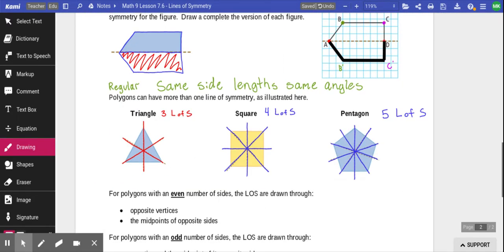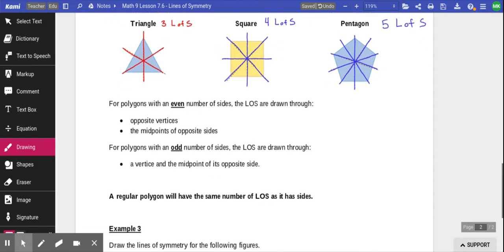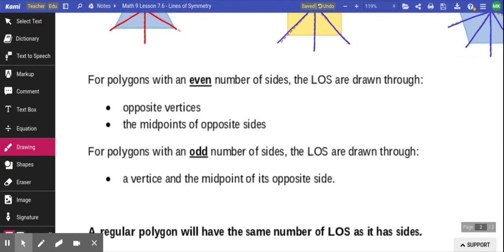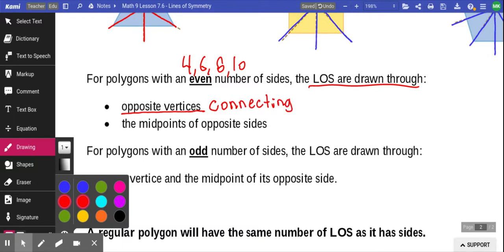Okay. This isn't a coincidence that a triangle had 3, a square had 4, a pentagon had 5, a hexagon, which is a 6-sided figure, would end up having 6, and so on and so forth. The way that we could figure them out is that if you have an even number of sides, like 4 sides, 6 sides, 8 sides, 10 sides, so on and so forth, the lines of symmetry will always be in the same spot. It'll always be by opposite vertices. That means connecting corners. And it'll also be by going from midline of opposite sides. And that'll be from mid-side to mid-side.